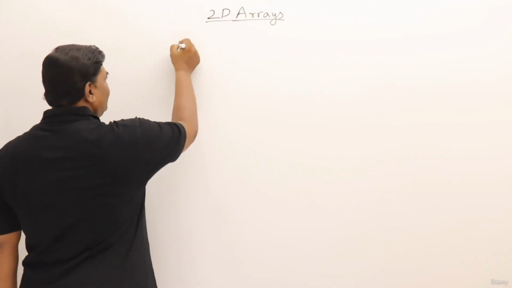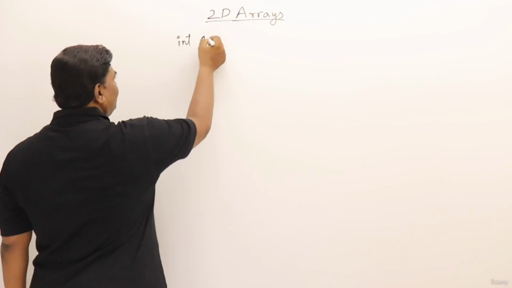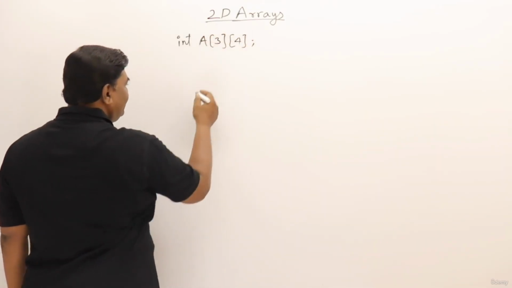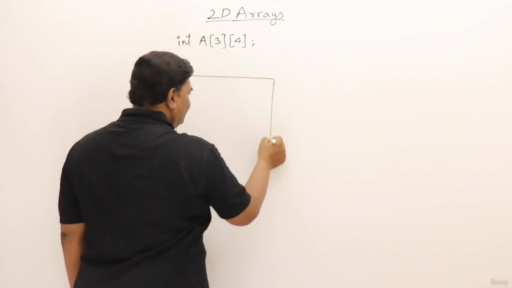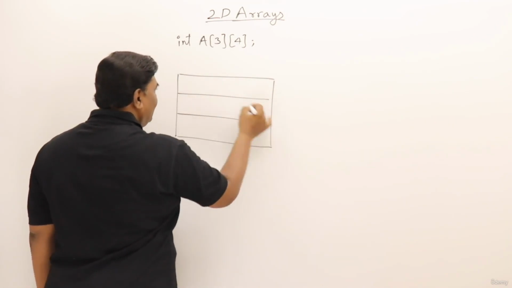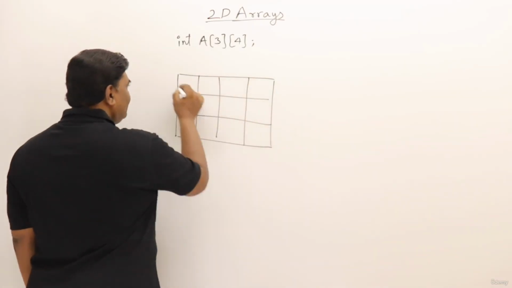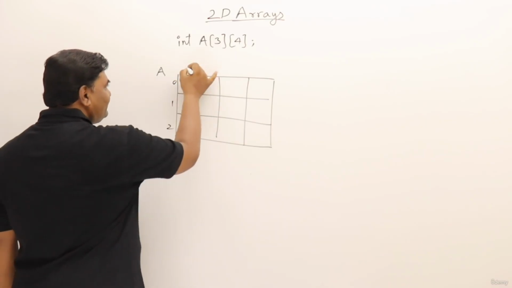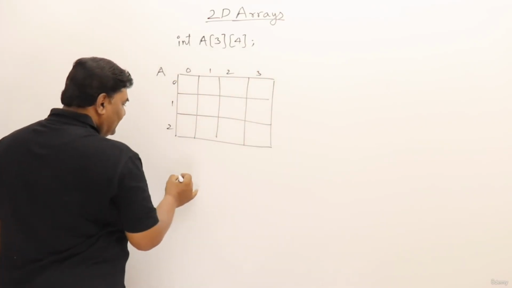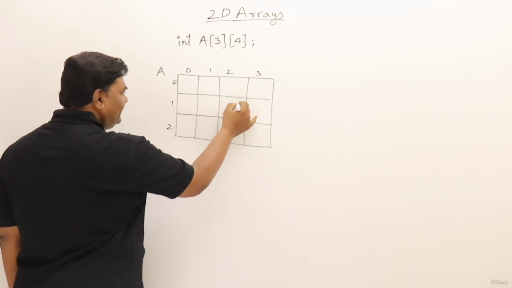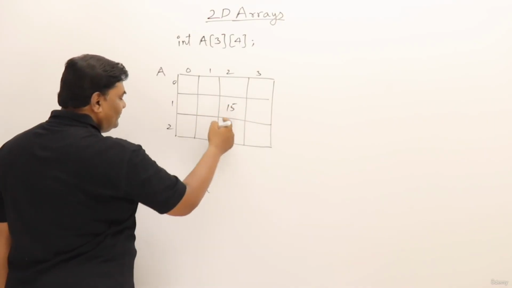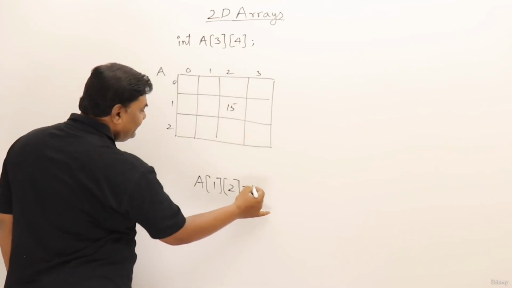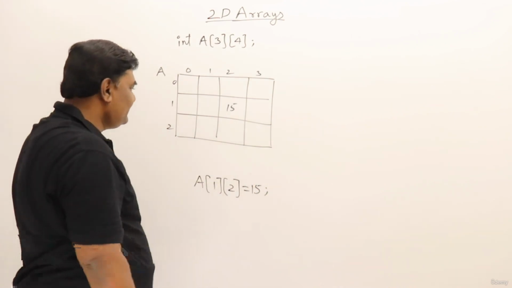See, the method for creating a two dimensional array is: int a of first dimension 3 and the second dimension 4. Now if I create it like this, we imagine that the array is created with 3 rows and 4 columns, where the name of the array is A, and this is row 0, 1, 2, and this is 0, 1, 2, 3. And when you want to access anything, like here I want to write 15, then I should say A of first row 1 and second column 2, assign 15. This is how we can access any location.